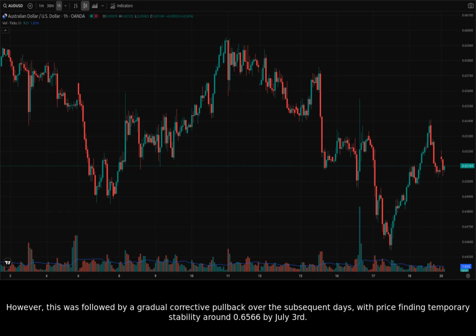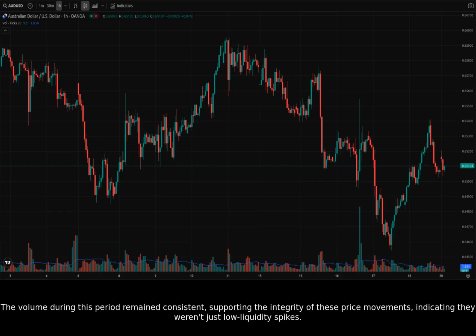However, this was followed by a gradual corrective pullback over the subsequent days, with price finding temporary stability around 0.6566 by July 3rd. The volume during this period remained consistent, supporting the integrity of these price movements, indicating they weren't just low liquidity spikes.